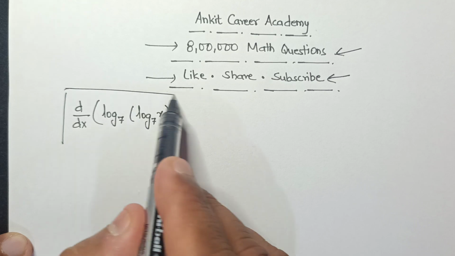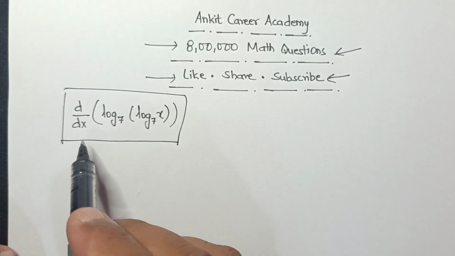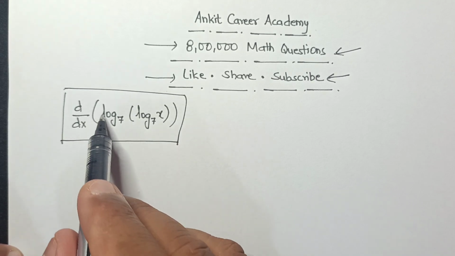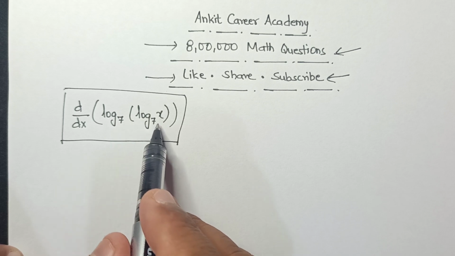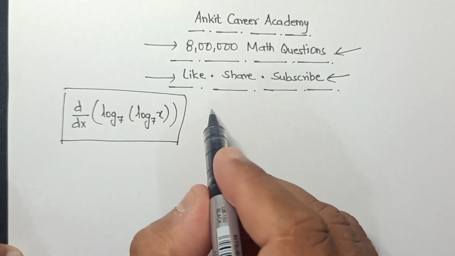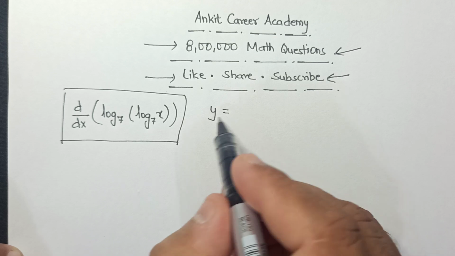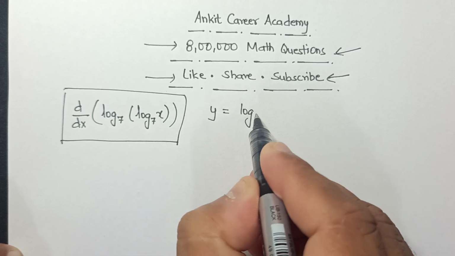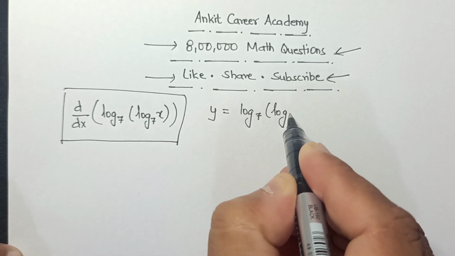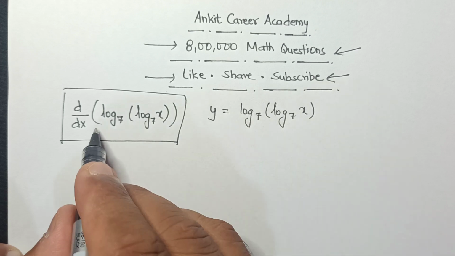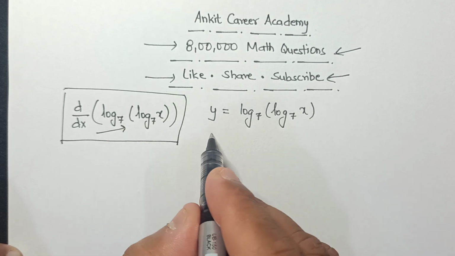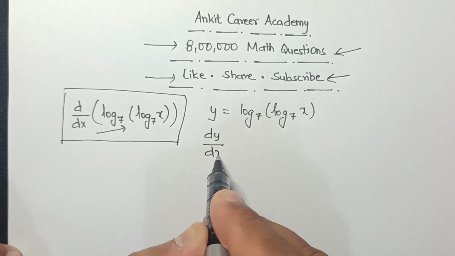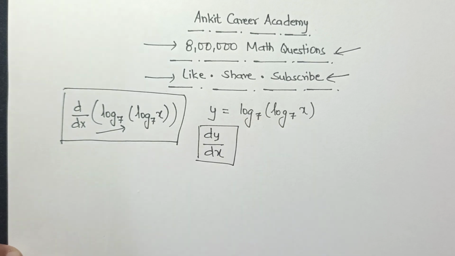So in this very question, we are trying to calculate the value of d by dx of the derivative of log to the base 7 of log to the base 7 of x. First of all, let us substitute y as this entire function. So the value of y is equal to log 7 of log 7 of x. If we have to calculate the derivative of this function, essentially what we are looking at is to calculate the value of dy by dx.